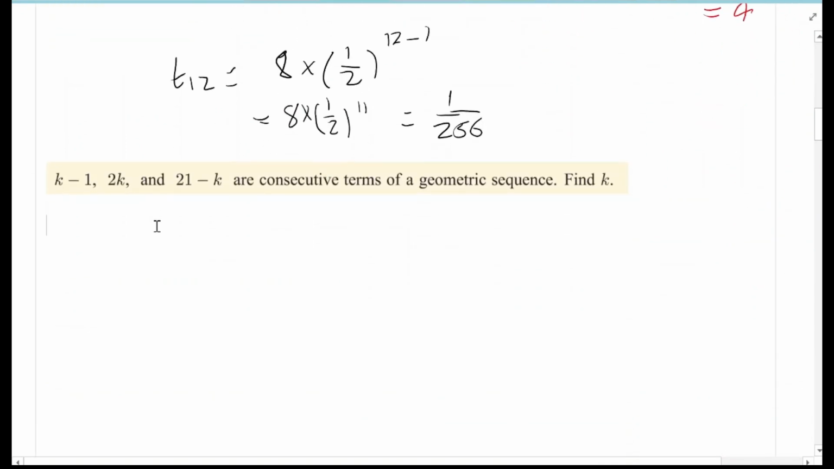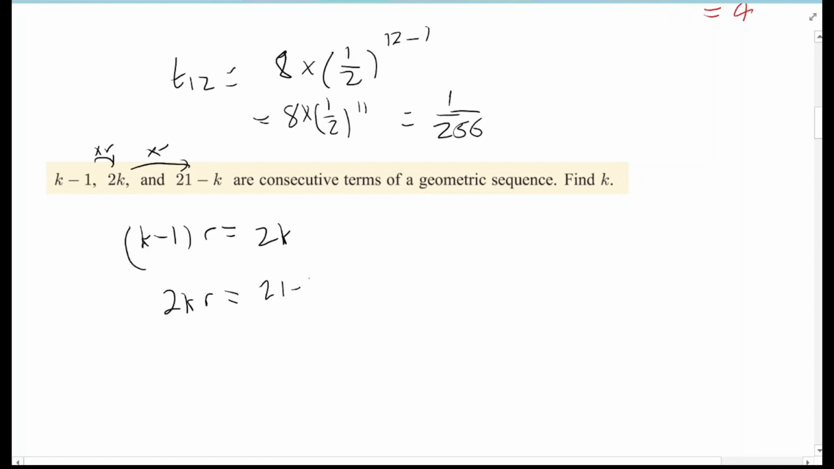Next thing we have is some crazy equation like this. Essentially, to do something like this, you'd have to times by a ratio r there, and you'd have to times by a ratio r there. So we can actually get two equations. k take 1, if I times that by r, I should get 2k. And 2k times by r should give me 21 take k. We'll call this equation 1 and this equation 2.